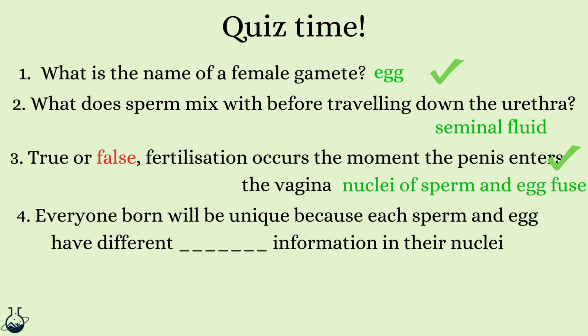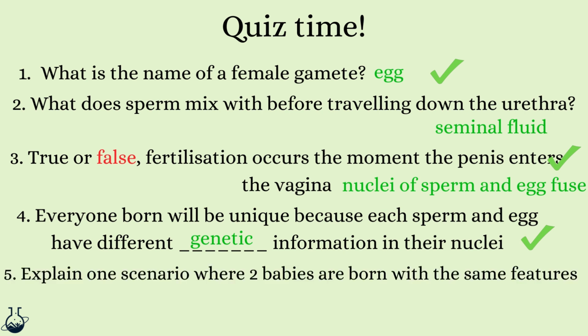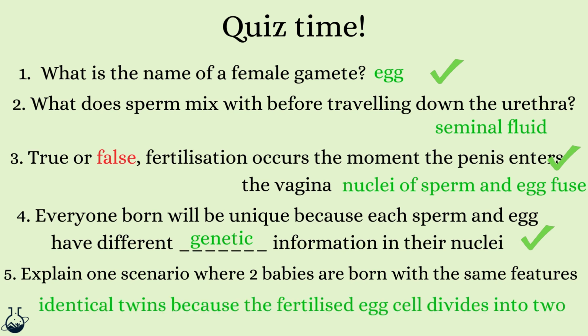Question 4. Everyone born will be unique because each sperm and egg have different something information in their nuclei. Genetic information. Good work. And finally, explain one scenario where two babies are born with the same features. Identical twins, because the fertilised egg cell divides into two.